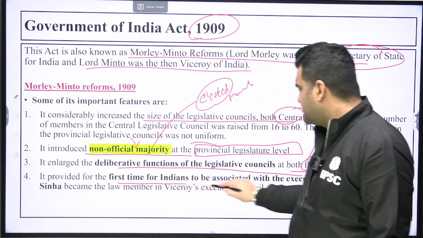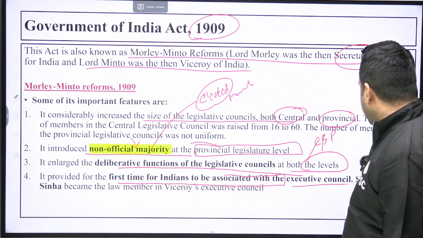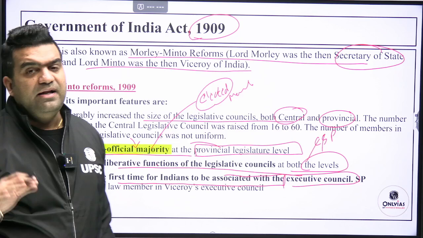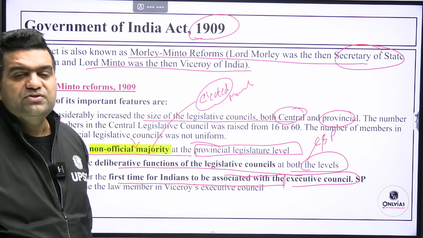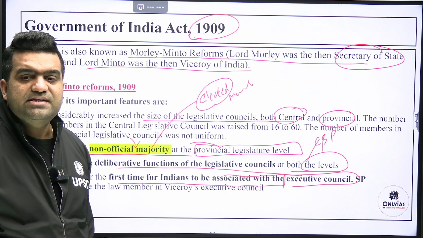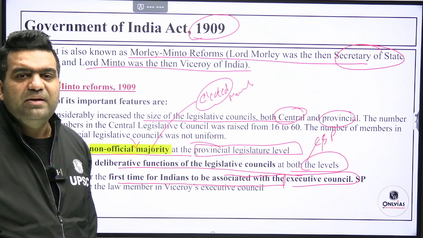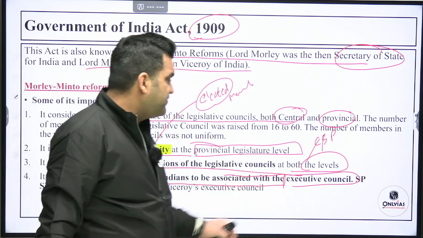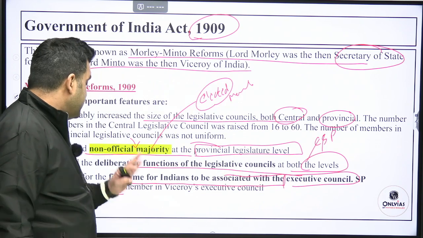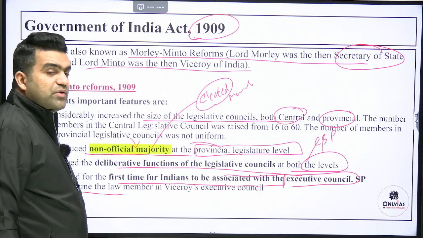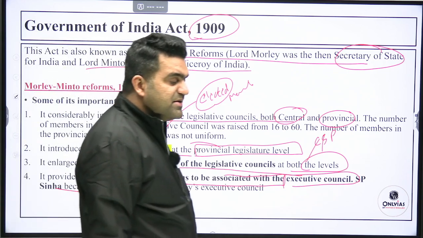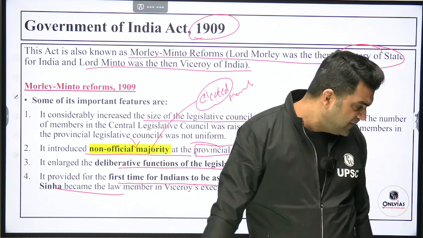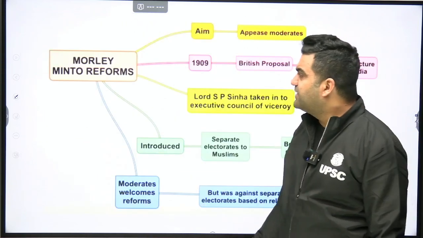It provided for the first time for Indians to be associated with the executive council, plus the legislative council. In the legislative council, Indians were sought to be associated from the Act of 1861, though it was not implemented in the right spirit. Now the association of Indians is taking place in the Executive Council. S.P. Sinha became the first law member in the Viceroy's Executive Council to advise the Viceroy on legal matters about the governance of India. Done? Now, coming to the other aspect, aim.